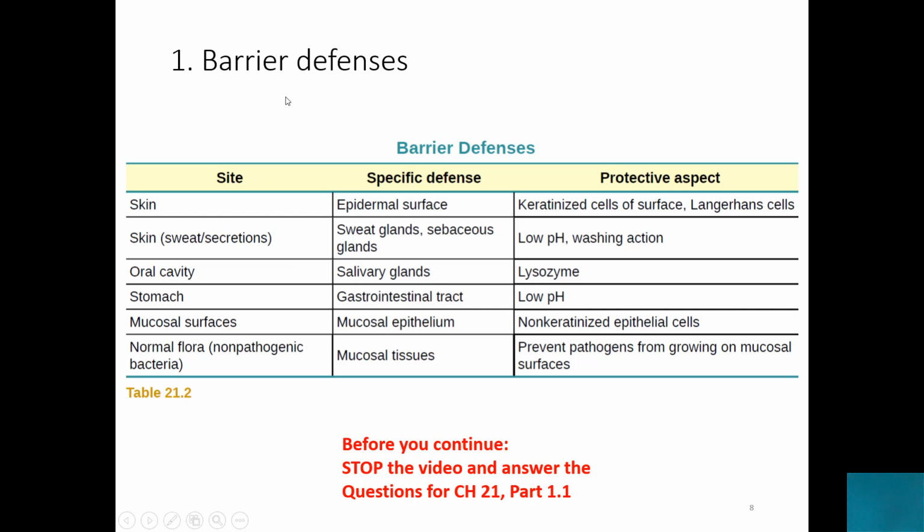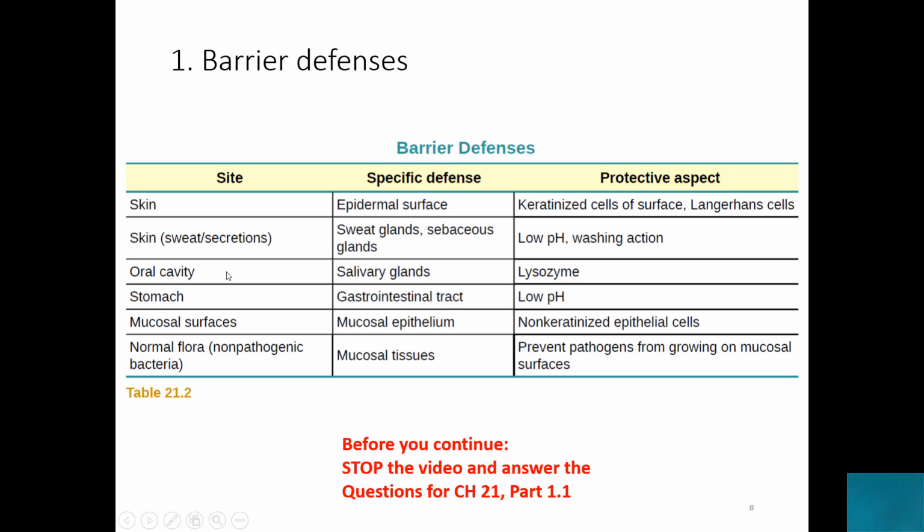Okay, number one would be barrier defenses. Let's talk about them. Skin, the surface of the skin, is made of keratinized cells, and those keratinized cells prevent entrance of bacteria and viruses. On the surface of the skin, sweat glands and oil glands or sebaceous glands produce their secretions, sweat and oil, that have low pH, and low pH can kill many bacteria, and also washing away action of sweat.